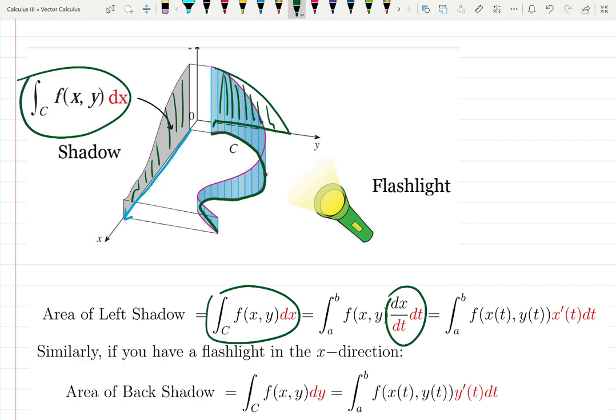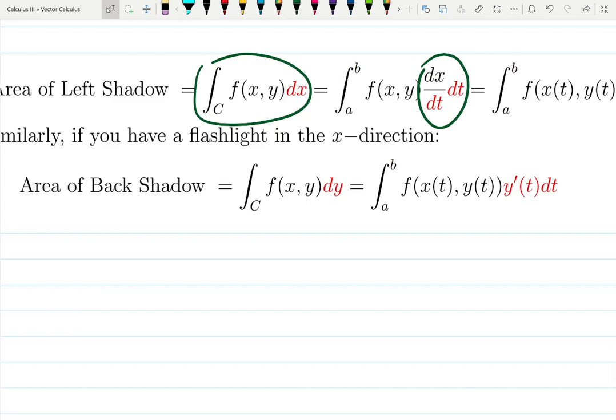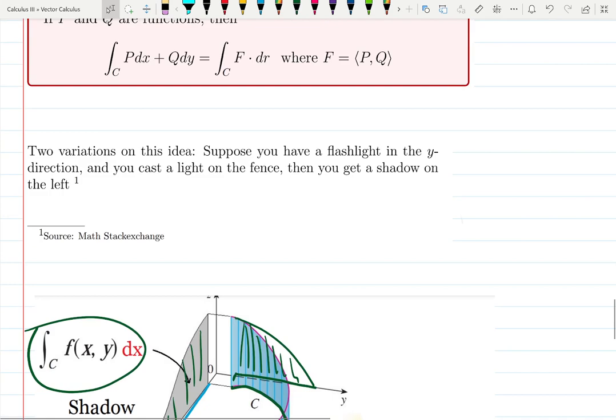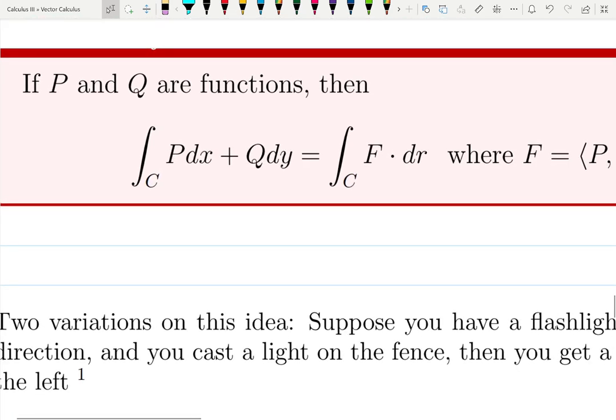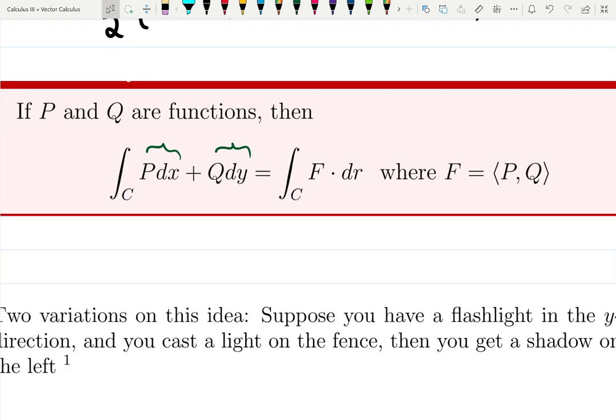So the first integral was built as a shadow on the x-axis. The shadow on the y-axis will be almost the same thing, but with y prime dt. And that's how this formula shows up. It's a representation of two shadows adding up together and collecting all the changes. Shadow on the x-axis, shadow on the y-axis, together collecting these two. It's the intuitive explanation.